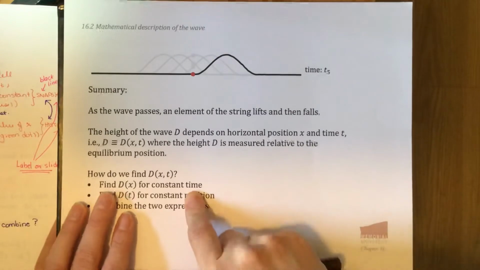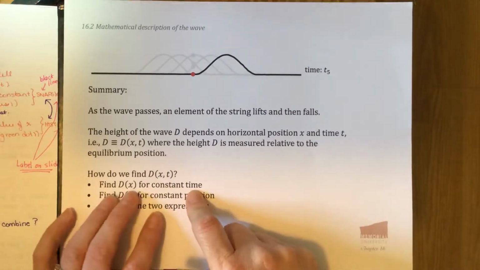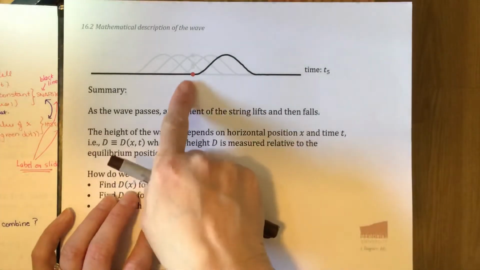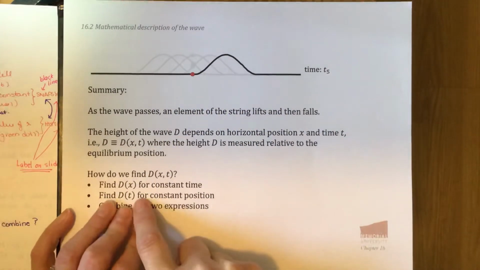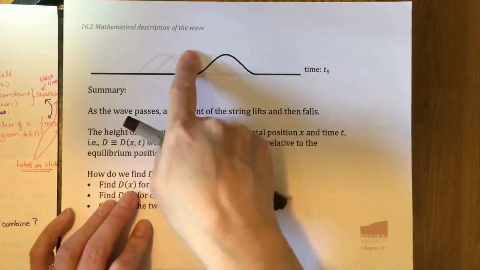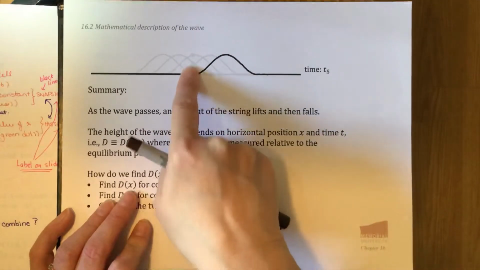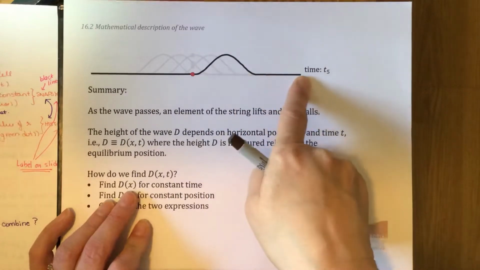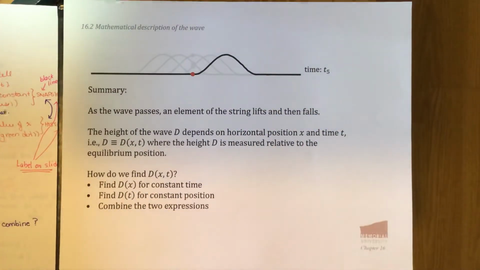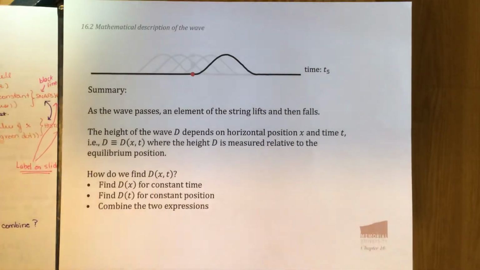So something we can do is we can find the height as a function of x. So what does this point do? And we can find what this height does over time, and we can also find out what does the whole thing do over distance. So if we find those two expressions, then we can combine them. What we mean by that, let's get that simulation out again and see if we can get a clearer picture of what we're talking about.